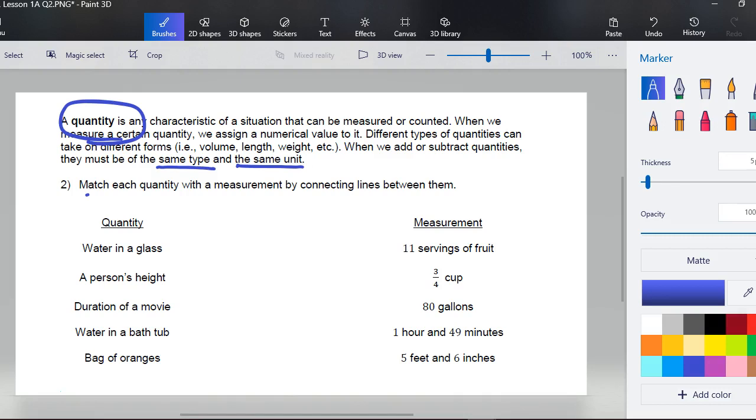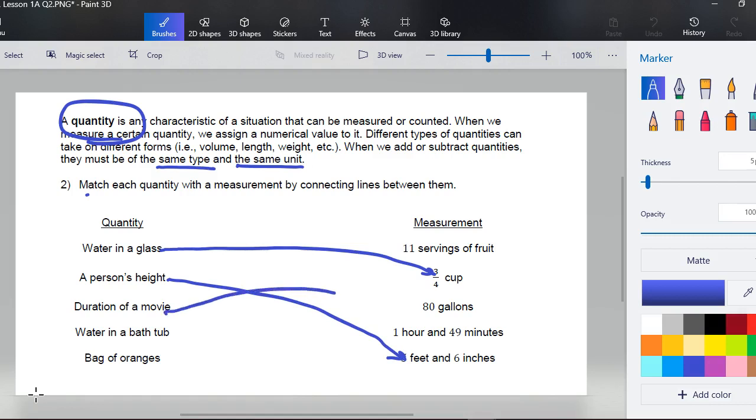They do ask us to match each quantity with a measurement by connecting lines between them. So water in a glass, it's a cup, like 3/4 of a cup. A person's height, that quantity would be like 5 feet and 6 inches. The duration of a movie.